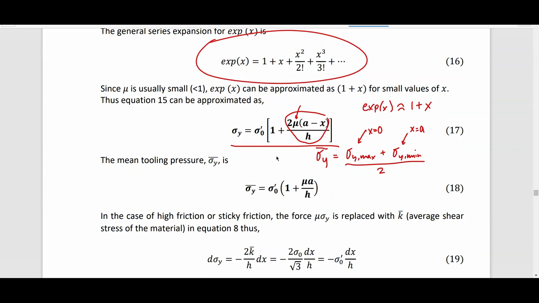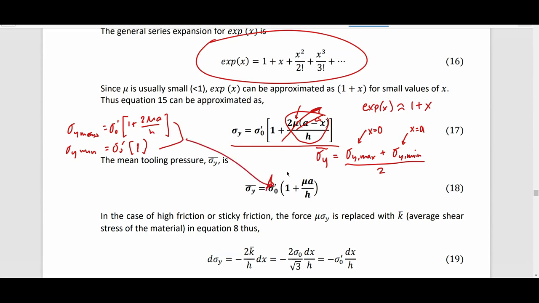Right? So if you do the computation, when x is equal to 0, this becomes 2 mu a over h. So sigma y max is equal to, I'm just computing the inside part, the flow stress times 1 plus 2 mu a over h. That's our max. Then our min is equal to sigma not prime, where x is equal to a. So this cancels out, this whole term becomes 0, so this is just equal to 1. If you take the average of these two, you'll end up with this equation. Okay? That is how we got the mean pressure.